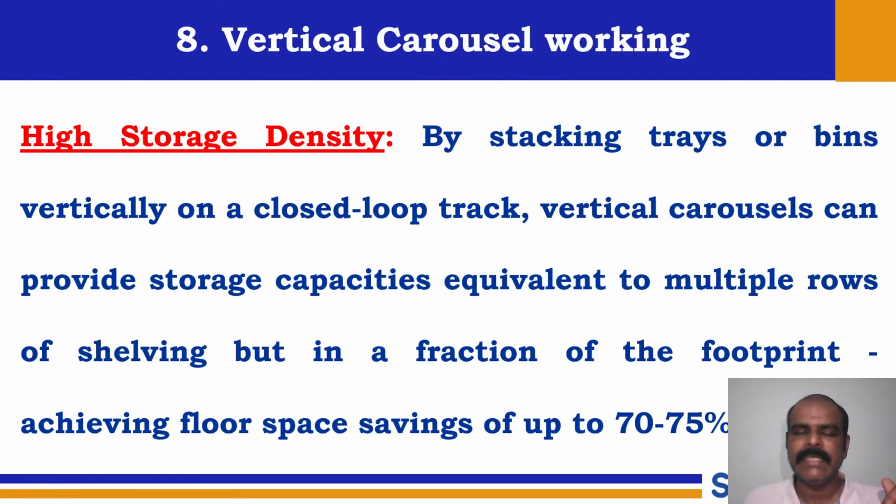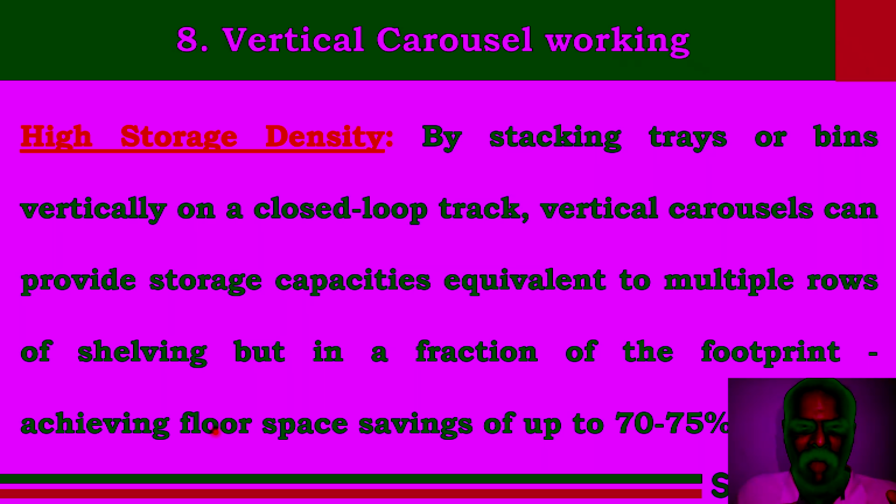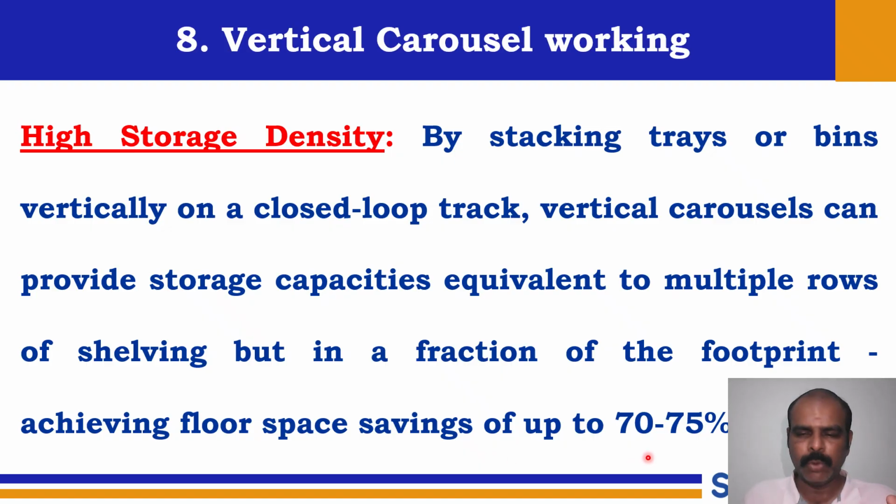High storage density. By stacking trays or bins vertically on a closed loop track, vertical carousels can provide storage capacities equivalent to multiple rows of shelving but in a fraction of the footprint, achieving floor space savings of up to 70 to 75 percent. So height, as I told you earlier, if you want height, yes, it is possible. We can even provide a floor in the mid-air segment. Therefore we can utilize not only the space, but also the volume.